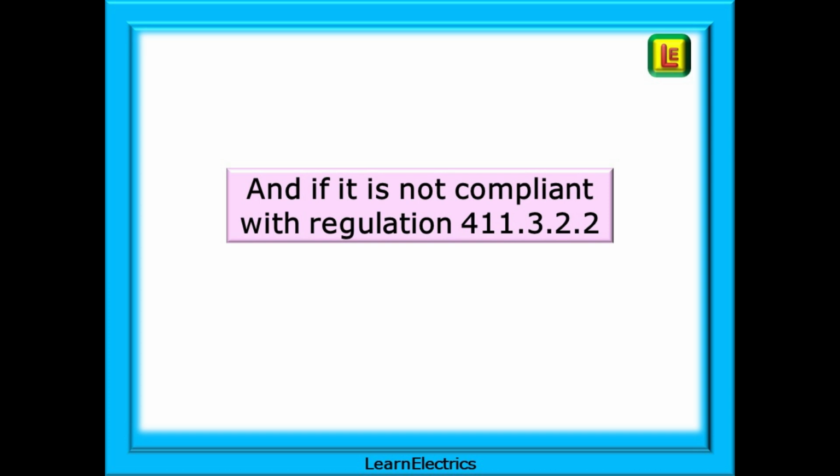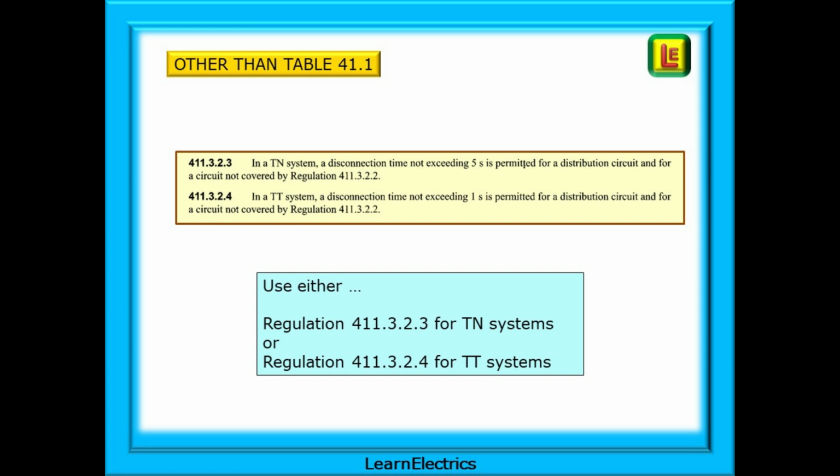And if the circuit is not compliant with regulation 411.3.2.2, if it is not a final circuit, if the current ratings exceed the stated maximums, what can we do? Just below table 41.1, you will find 2 regulations that tell us the solution. Use either regulation 411.3.2.3 for TN systems or regulation 411.3.2.4 for TT systems. These regulations affect the time period for disconnection and will have an impact on the maximum permitted Zs, as we shall see.